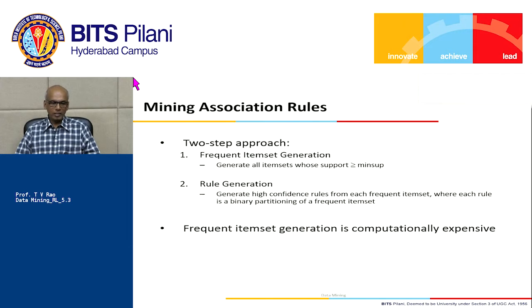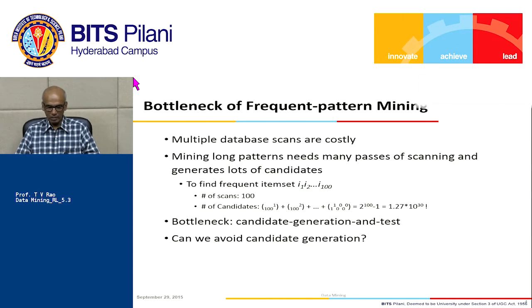And to repeat, for creating the association rules, we take a two-step approach. First, we identify all the frequent item sets which have the minimum support, and we generate high confidence rules from those frequent item sets. Frequent pattern mining requires us to scan the database multiple times, and the longer the pattern, the larger the number of scans required.